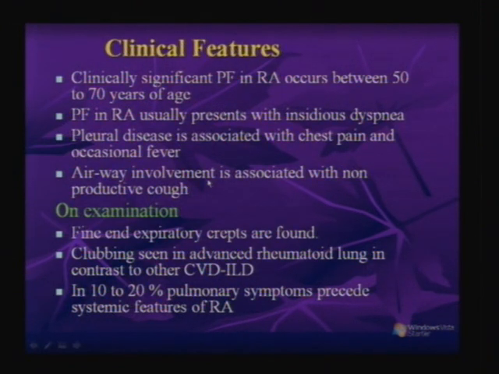Airway involvement is associated with a non-productive cough. On examination of these patients, one would get fine end-expiratory crepts. Clubbing is seen. This is one pulmonary fibrosis in which clubbing is more common than in others. It is seen in advanced rheumatoid lung, in contrast to other CVD ILDs. In 10 to 20% pulmonary symptoms precede the systemic features of rheumatoid arthritis.